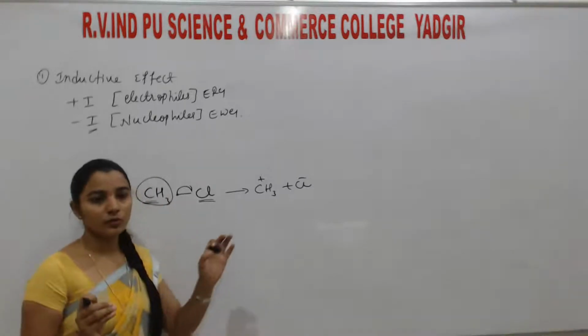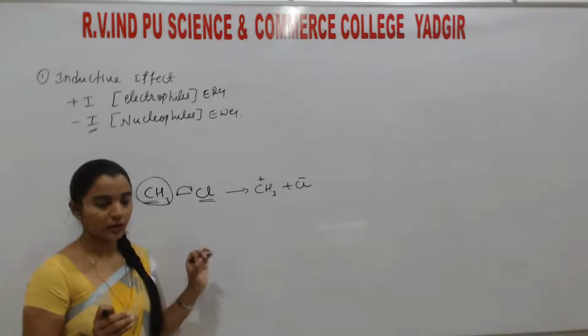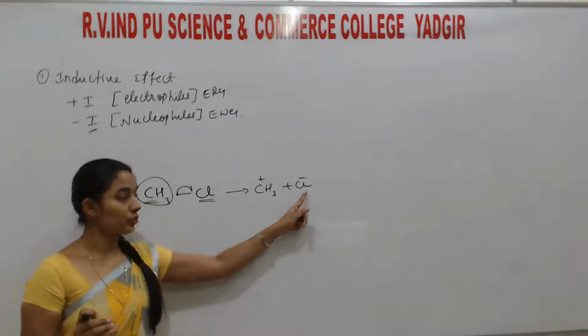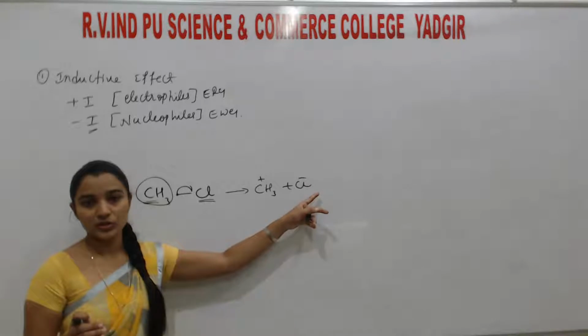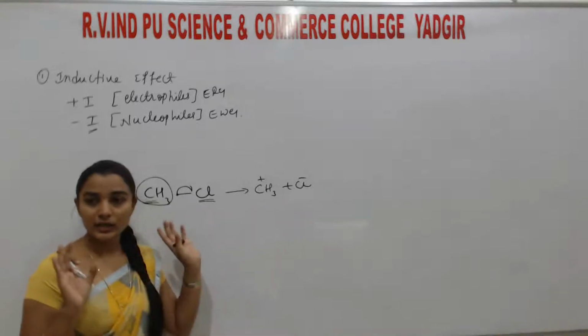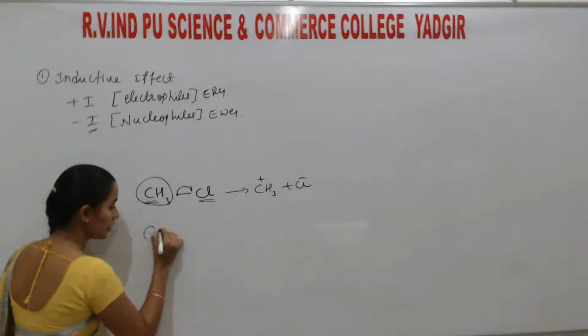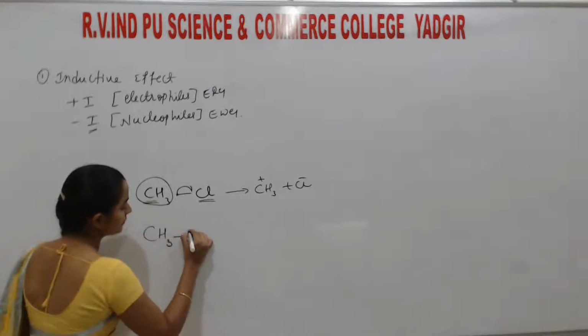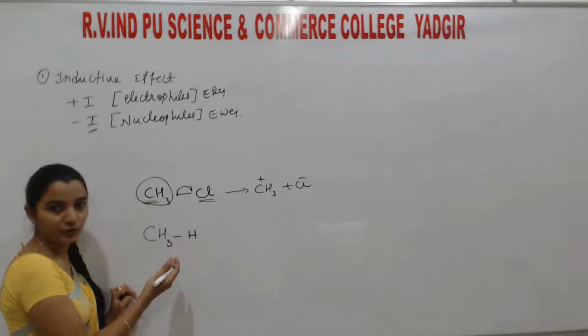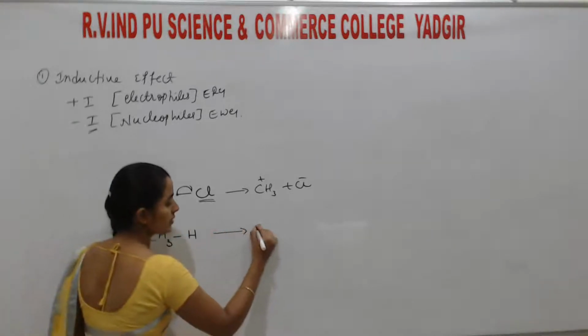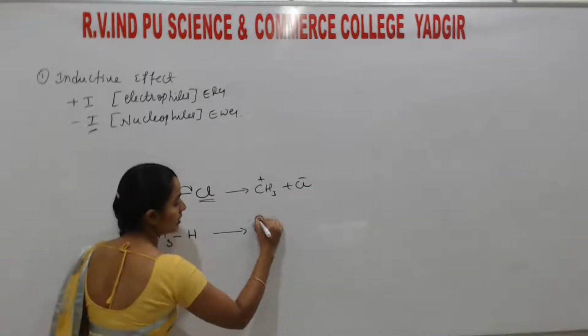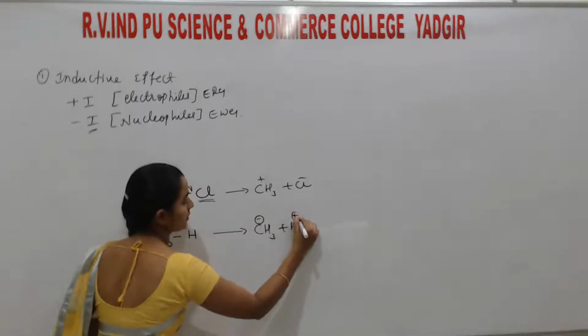Whatever way you want, you may consider the definition. But you have to remember that if nucleophiles, especially negatively charged species, are there, then it exhibits the minus I effect. Listen, another one I will say. This is CH3, H, which means CH4. So it is dissociated as CH3 minus plus H plus.